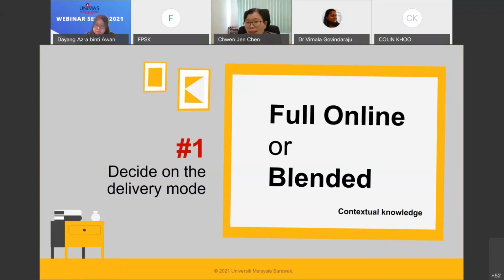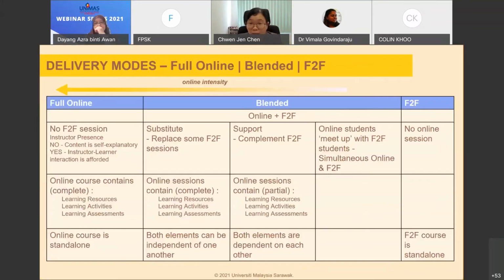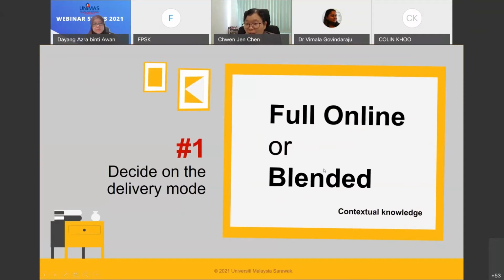But in the case of our university, UNIMAS, the decision is already made at a higher level. So this program you go for full online, that program you go for blended, and things like that. So it's already been decided. Whatever it is, we need to know that kind of decision, and that decision is coming from the contextual knowledge.